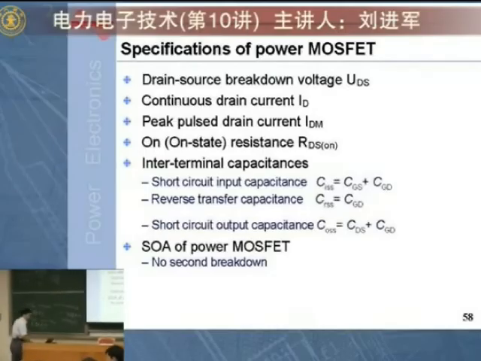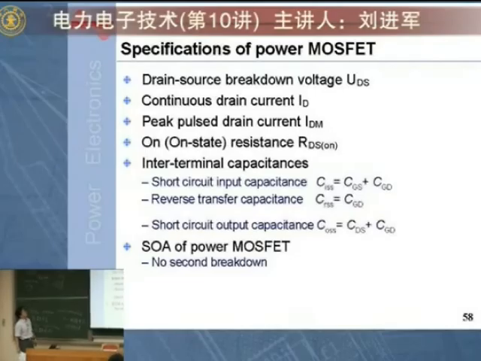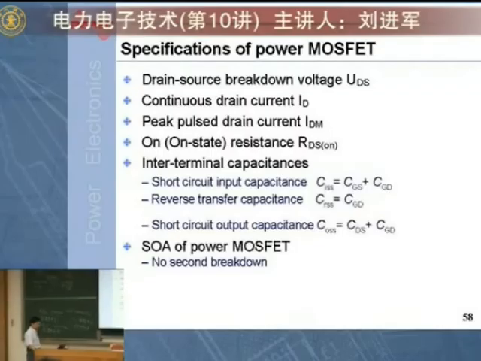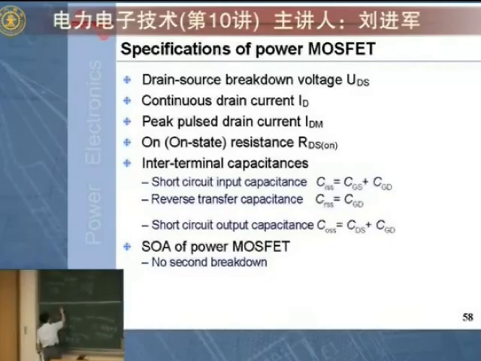There will also be some discussion in the specifications of power MOSFET. Basically, these are the same as in information electronics. There is a definition of rated voltage and rated current. But there's one thing I want to mention. Usually, the selection of power MOSFET is based on the on resistance. This is a very important specification.